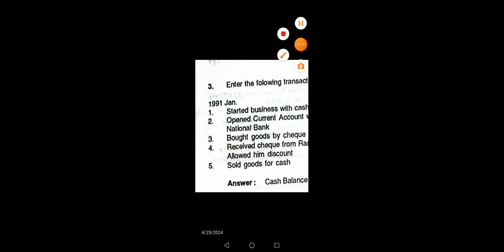Today's target is to solve question number 3. Chapter is cash book, and as usual we are provided some transactions from a particular month. The month mentioned over here is January. Let's look at the view of this question.